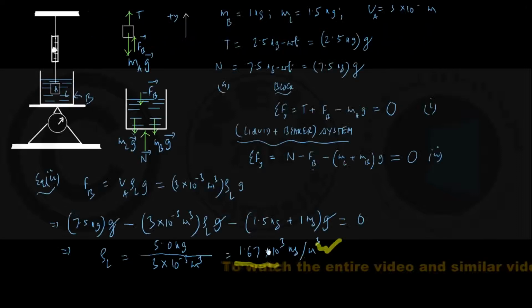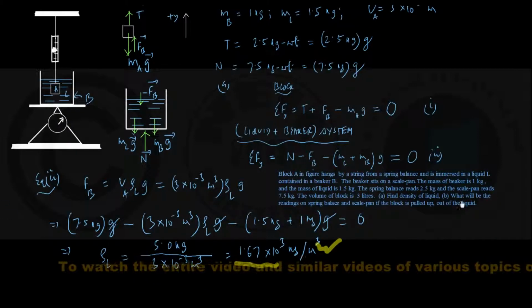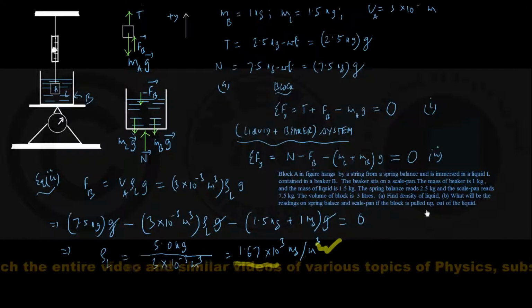In this lecture, we shall discuss some more problems on hydrostatics, that is on buoyant force and pressure. And as I said already, this notation at the top means the problems are selected from various competitive examination papers. One more part left. Let's introduce the question once again. What will be the readings on spring balance and scale pan if the block is pulled up out of the liquid? Let us go for that part now.